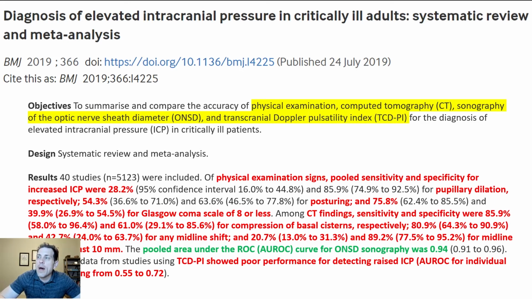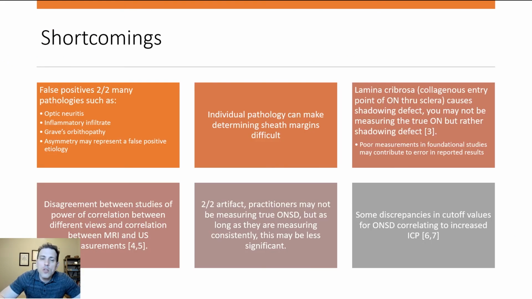assess ICP. So lastly, let's take a look at maybe some shortcomings and some things that we want to do to troubleshoot to get the best exam. What we discussed here is false positives. In that one particular patient that we just talked about in the outpatient setting, they had inflammation of their optic nerve.